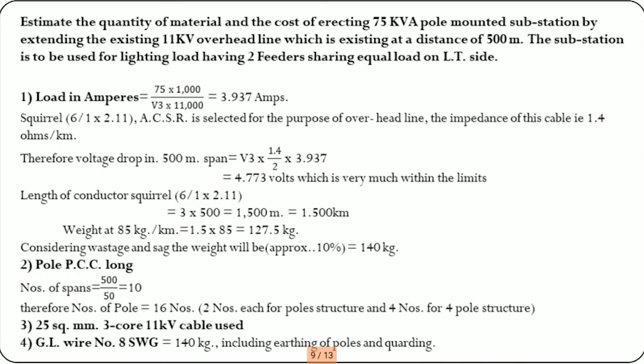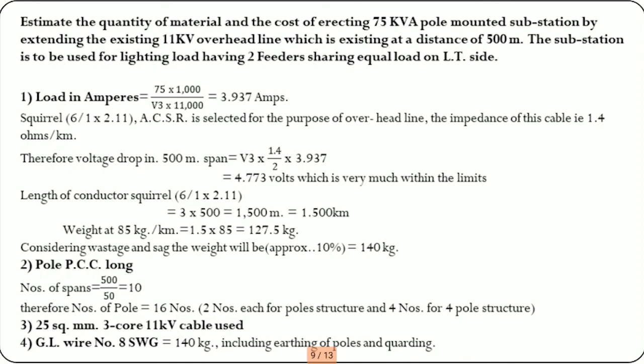So voltage drop is equal to root 3 into I into R, or I into Z. So I into R: 1.4 divided by 2 into 3.973. Impedance has the resistance as well as reactance, but voltage drop is equal to IR. That's why we have taken 1.4 divided by 2 here. After calculating this value we get 4.77, so the voltage drop is very much within the limit.